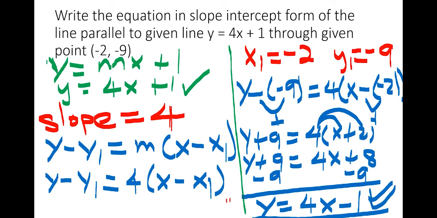The line parallel to y equals 4x plus 1 is y equals 4x minus 1. Same slope, different y-intercept. The slope is 4 for both. The y-intercept for the given equation is 1, and the y-intercept for the equation we found is negative 1. They are different.